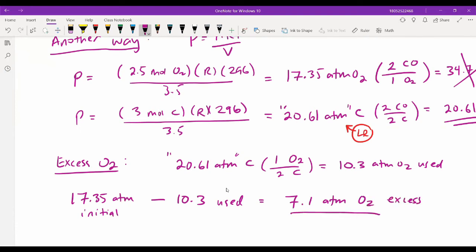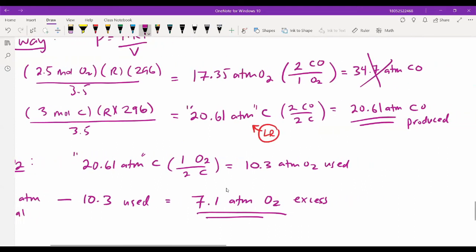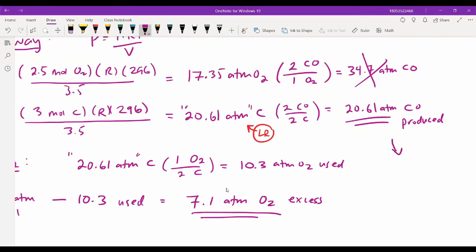Okay, now all we do is we have the total pressure of CO, we have the pressure of CO and the pressure of excess oxygen reagent, and the total pressure is going to be the sum of those two, which would be about 27.7, which is basically what we got. Just because of the rounding and the way we did this, it's slightly different, but close enough for us. So the point is, you can do stoichiometry with atmospheres. You can also do it with liters if you wanted to.